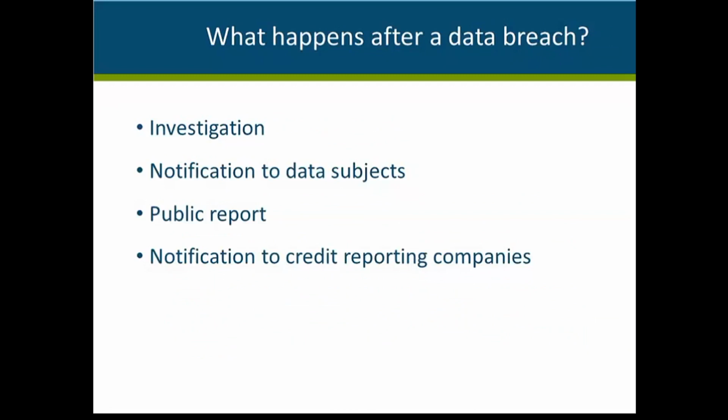So if you determine that each of those elements, that definition of that data breach, has been satisfied, there has been a breach, then there needs to be an investigation. Sometimes the investigation may start before the determination that there has been a breach to evaluate whether or not that intent piece has been satisfied. When there is a breach, entities need to notify the data subjects whose data were affected by the breach. There needs to be a public report, and if there were more than 1,000 individuals affected, then the entities also have to notify credit reporting companies of the timing, distribution, and content of the notice.